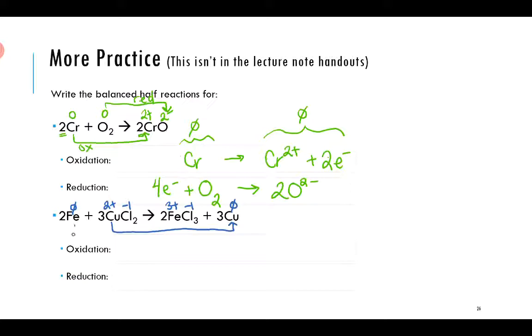We have copper changing, and we have iron changing. Iron is becoming more positive, and so that's an oxidation going from a 0 to an iron 3 plus. Now we have copper going from a copper 2 plus to a copper 0. And so we don't write the 0 charge.